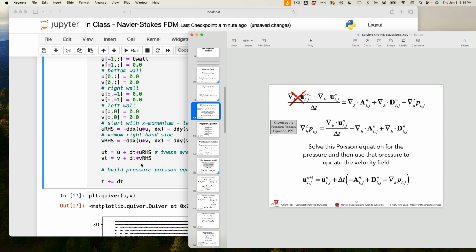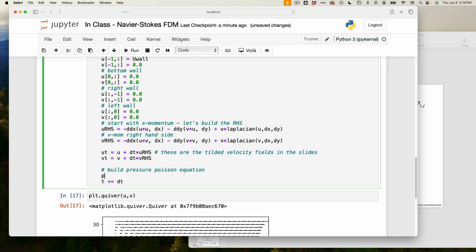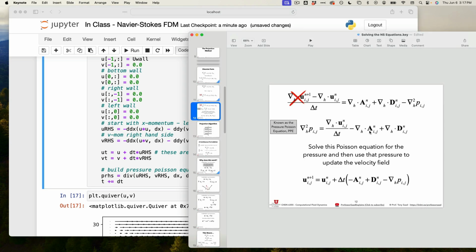minus a plus d, right? So all I have to do now is pressure right-hand side is equal to div of u right-hand side and v right-hand side dx dy. Agreed? Okay. So that gives me this term, right? That gives me this term.